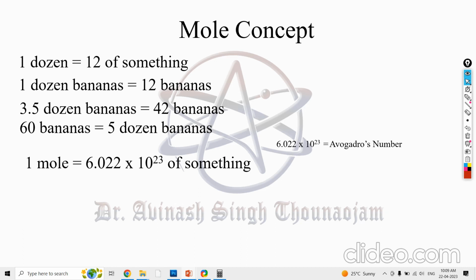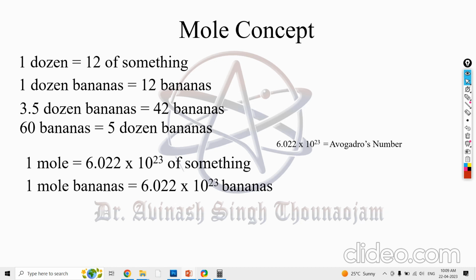What do you mean by 1 mole of bananas? Just like 1 dozen banana meant 12 bananas, so 1 mole of banana means 6.022 into 10 raised to 23 bananas, or rather 1 Avogadro number of bananas.